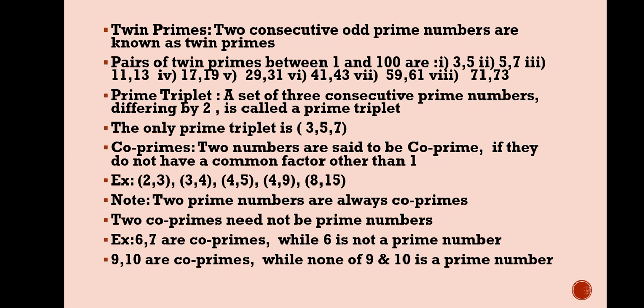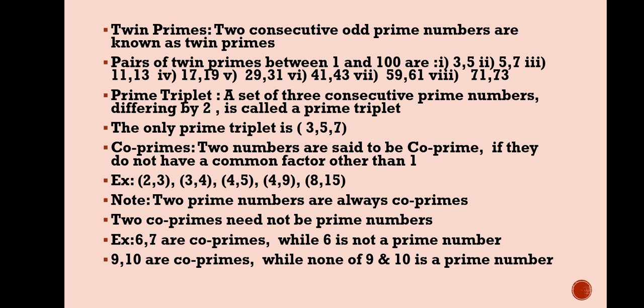Co-primes. Next is co-primes. 2 numbers are said to be co-prime if they do not have a common factor other than 1. If we take example of 2 numbers like 2 and 3, what are the factors of 2? 1 and 2. What are the factors of 3? 1 and 3. And what is common here? 1.